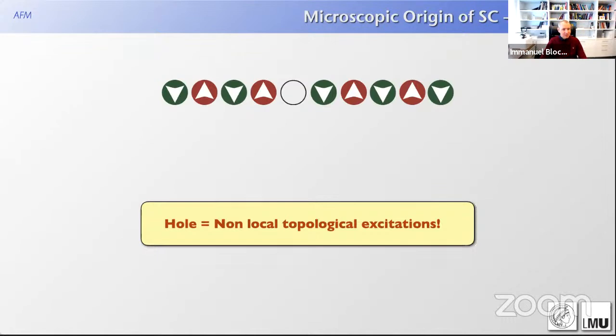Which direction will the hole move to? Think of it as a particle. Think of it as a localized particle in an empty lattice. Which direction is it going to move to? What would you say? A few more guesses. Somebody already wrote in the chat. Let's see more ideas.